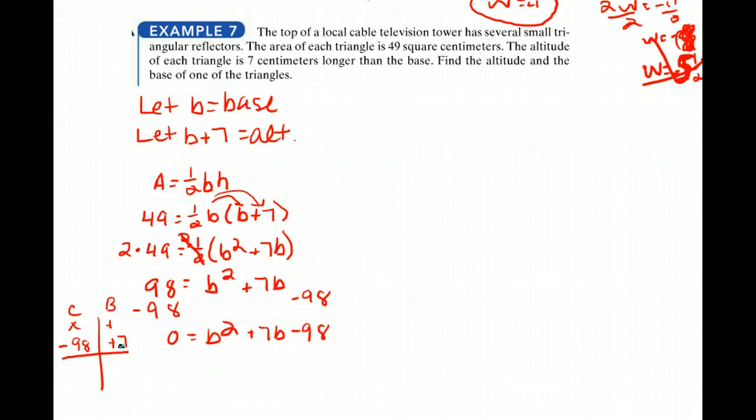I would like for you to go ahead and finish this problem by finding the factors, factoring the equation, and finding the altitude and the base of the triangle. Please press play as soon as you're ready to review the answer.